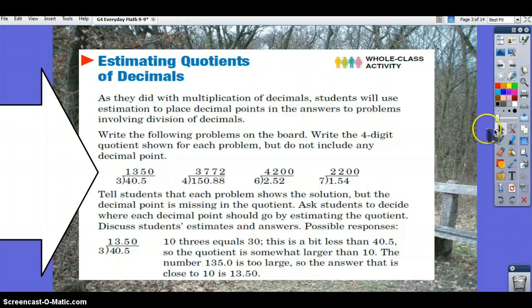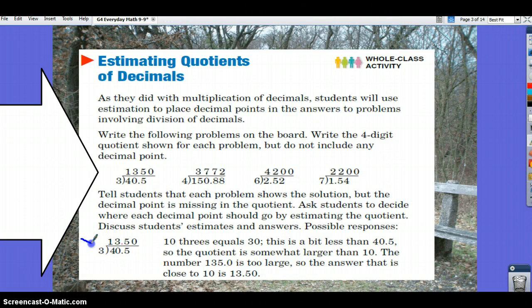Alright, so let's look at this one, the first one here, down below. And that's this one right here. Initially, they gave you the answer of 1350. Well, if I'm dividing and I only have 40 and a half, 40.5 to begin with, and I'm dividing that into 3 groups, I know that 3 roughly goes into 40, I'm going to say 10 times. We know it goes more, but it's close to 10. So it wouldn't make sense to put my decimal here for 1,350.